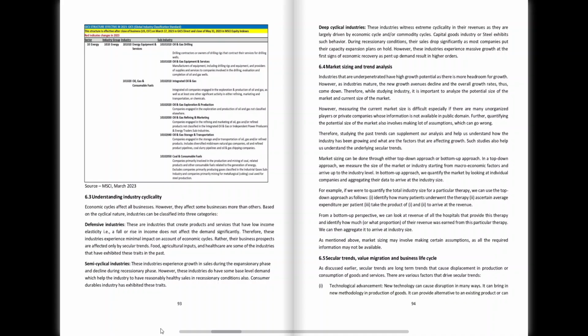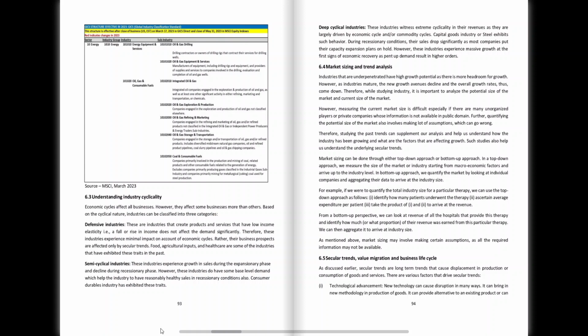Further, quantifying the potential size of the market also involves making a lot of assumptions which can go wrong. Therefore, studying the past trends can supplement our analysis and help us understand how the industry has been growing and what the factors are that are affecting growth. Such studies also help us understand the underlying secular trends.